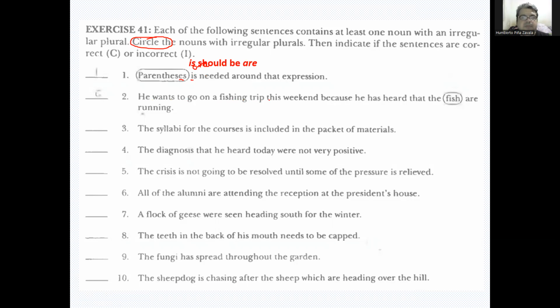He wants to go on a fishing trip this weekend because he has heard that the fish are running. So remember that fish is the same in singular or plural. So the fish are running. This is correct. No problem. All right, so take a moment to pause here and complete the exercise. When you finish, come back and check what you have done. Pause the video now, and I'll be here when you come back.